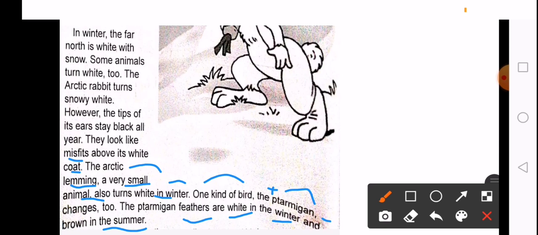So what are the three animals mentioned in the text? A rabbit. Also, what do we have? Lemming and ptarmigan. Okay. So now, what region or place is described in the text? The region or place described in the text is what? The far north.